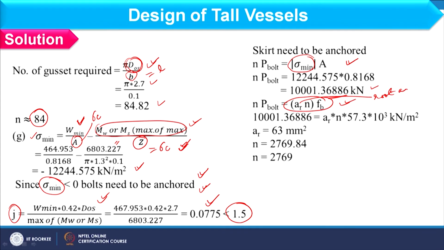and that should be equated to this term, that is A_R N F_B, where A_R is basically the root area, right, and N is the number of bolts, F_B is the allowable stress for the material of the bolt, right. So, this value we can put over here, it should be equated to this. So, in this we consider 63 mm square as the root area and 57.3 mega Newton per meter square as allowable stress of the bolt material, right. Considering all these, we can find the number of bolts as 2769. Okay. So, in this way we can calculate the number of bolts for a tall vessel.